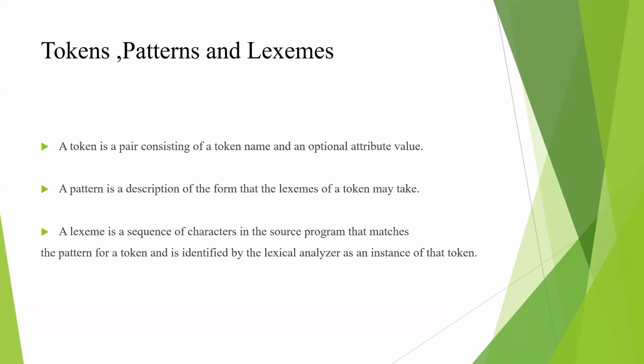A pattern is a description of the form that the lexemes of a token may take. In the case of a keyword as a token, the pattern is just the sequence of characters that form the keyword. For identifiers and some other tokens, the pattern is a more complex structure that is matched by many strings. Then the lexeme is a sequence of characters in the source program that matches the pattern for a token and is identified by the lexical analyzer as an instance of that token.